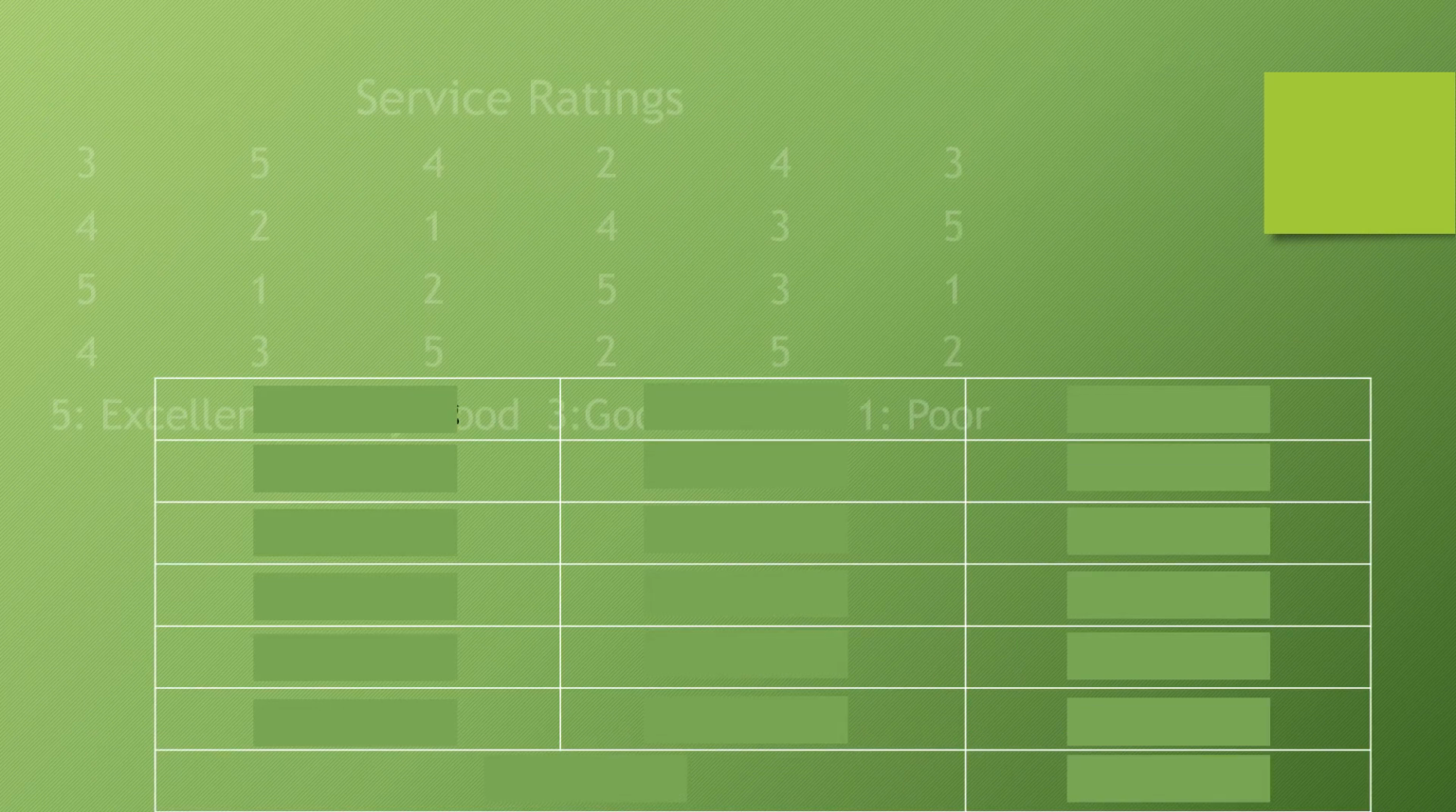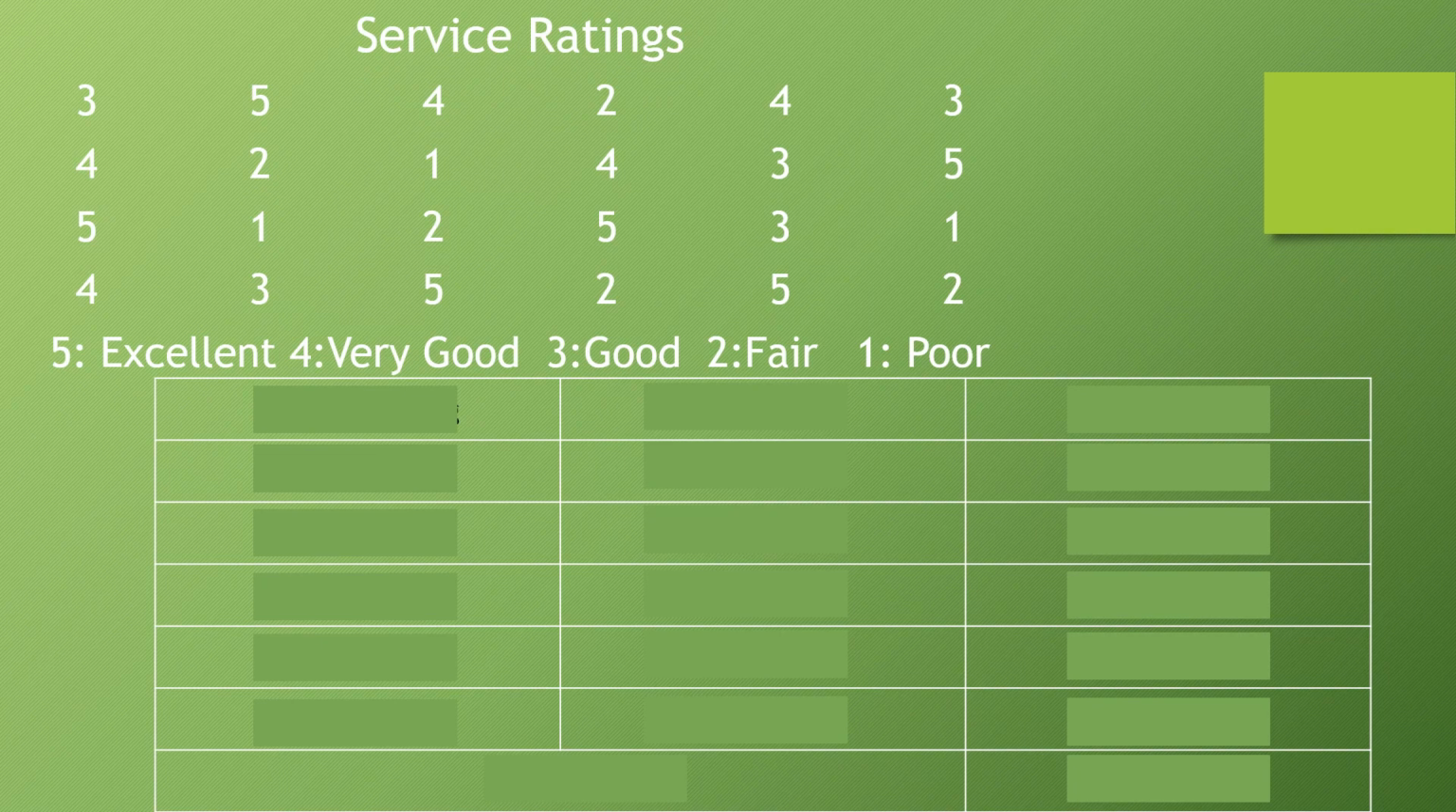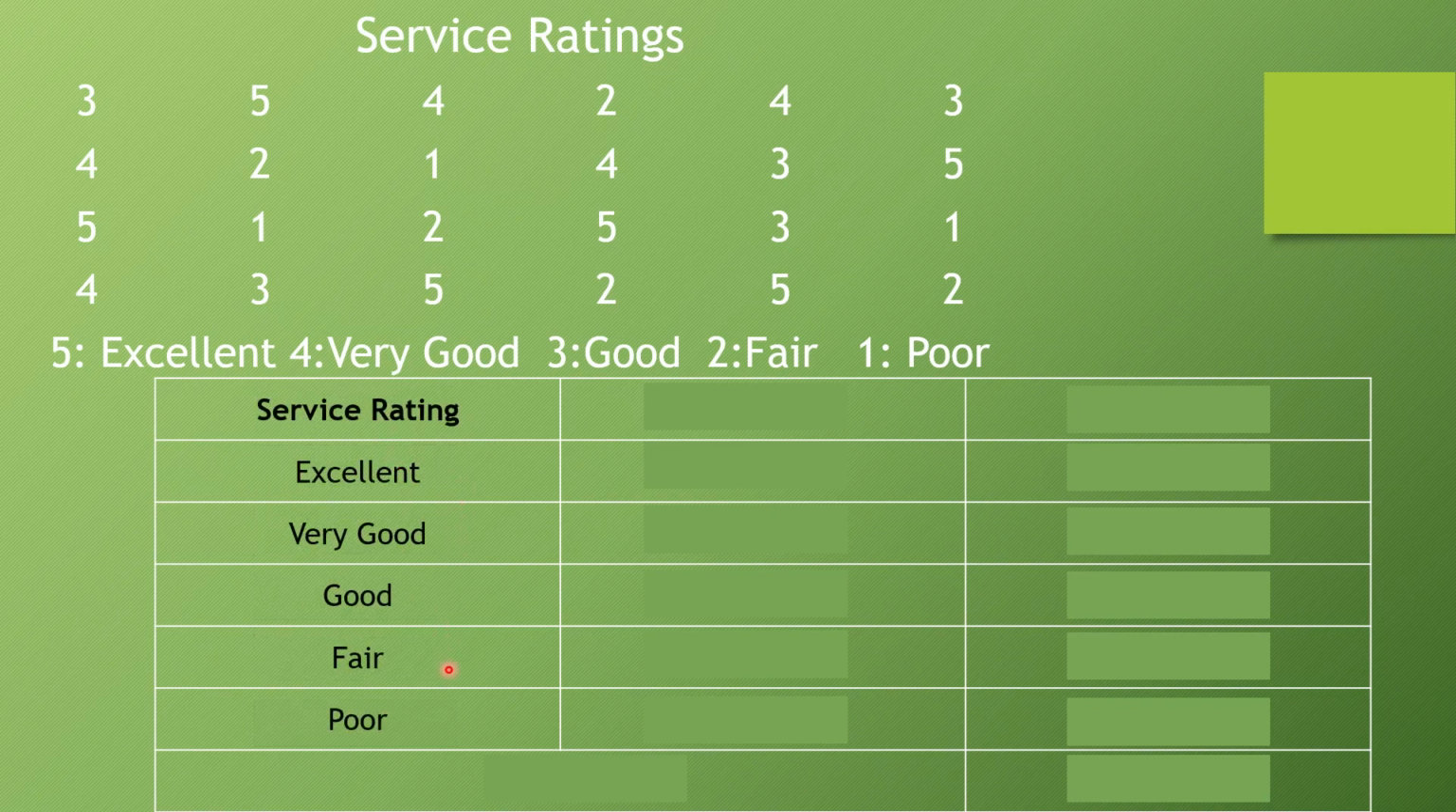Okay, so let's do the solution for the service ratings. Step 1, write the service ratings in order. So in the first column, we have the service rating: excellent, very good, good, fair, and poor. Step 2, make a tally. So we have the second column, the tally.